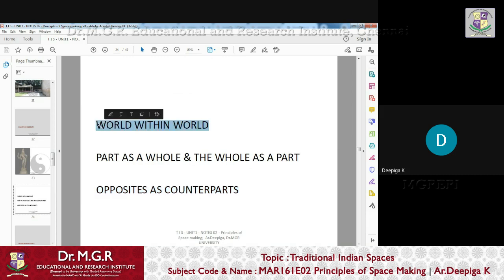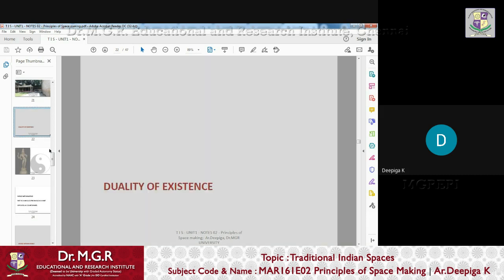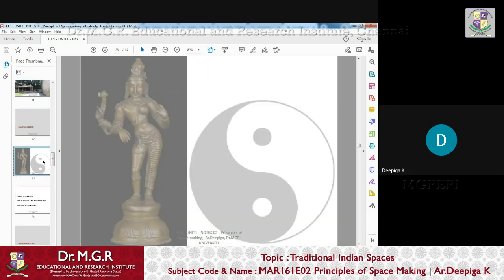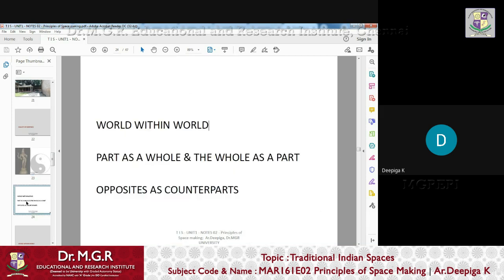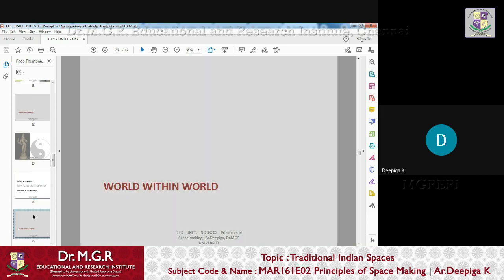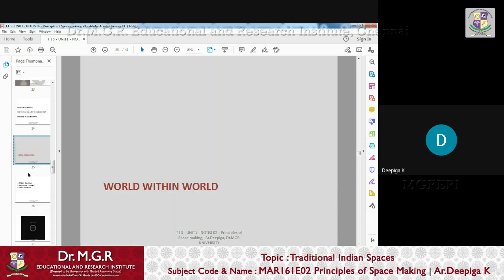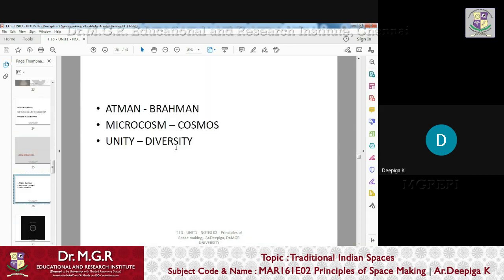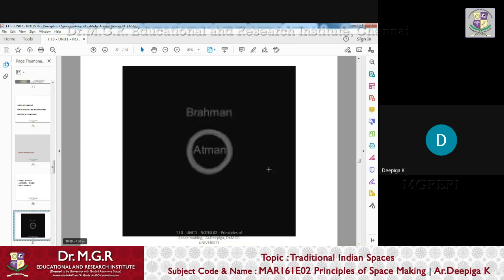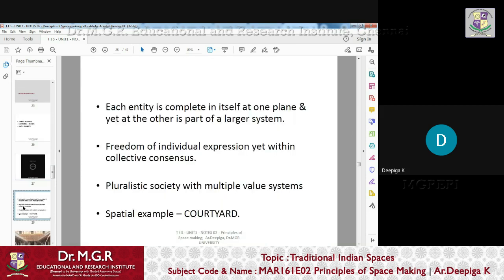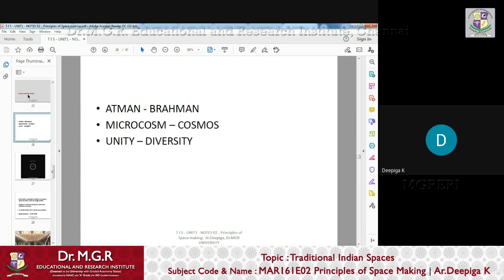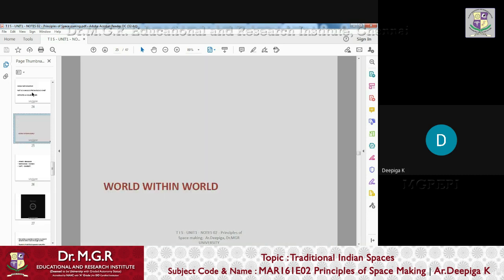World within world is so firstly we're looking at duality as in two opposite strong forces. So how are they going to exist? They can happen one within the other, just like how we call it the Atma and the Brahma. Atman is nothing but yourself, Brahman is the unknown. So firstly we look at this.